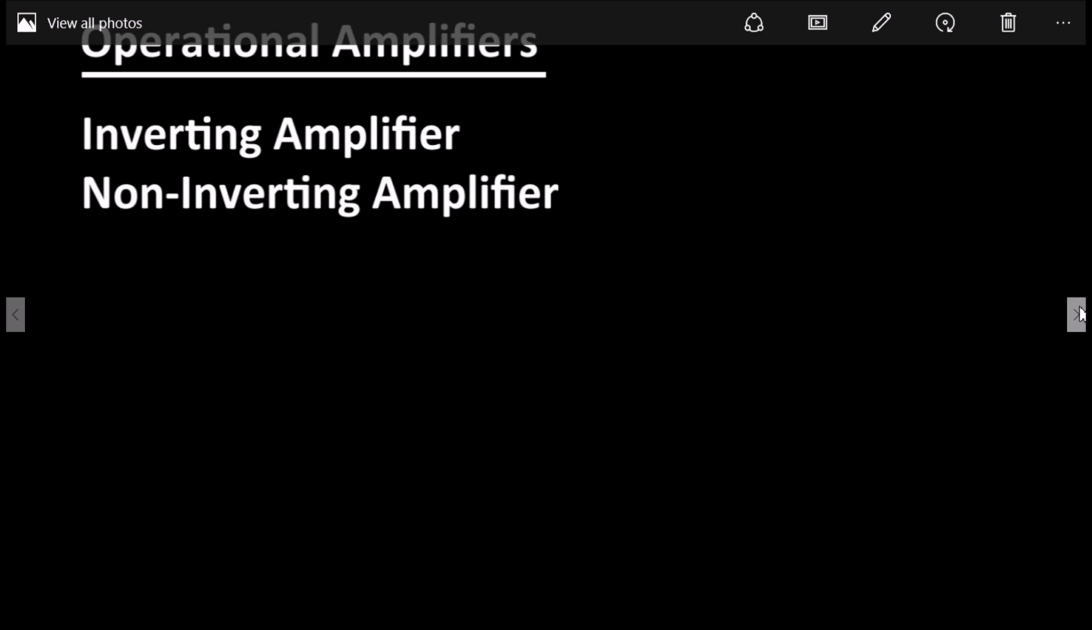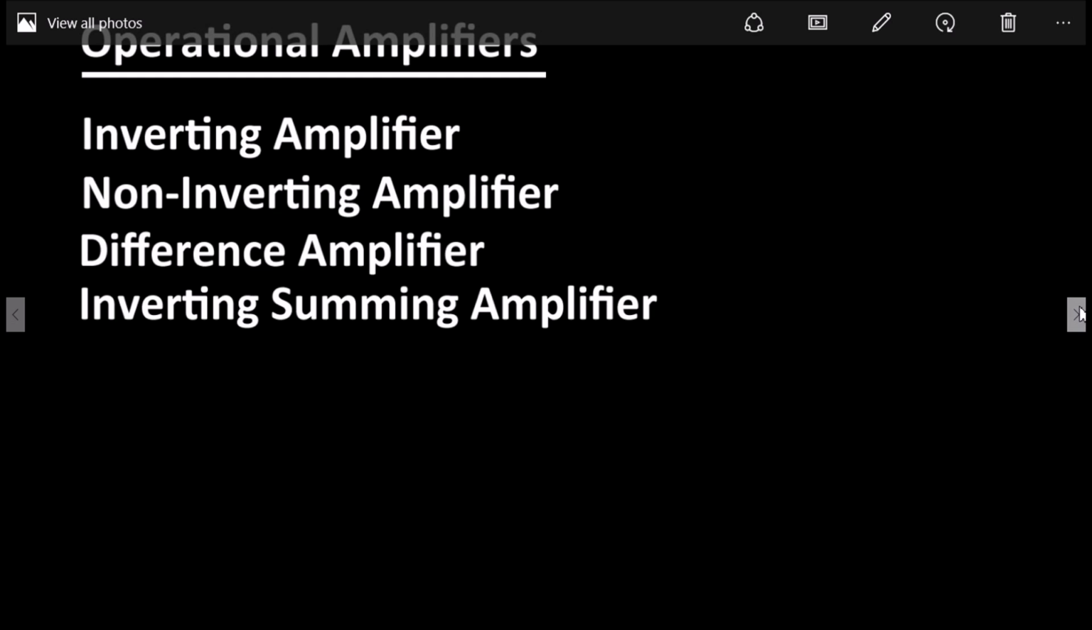We will demonstrate basic op-amp circuits in various configurations and look at the formula used to calculate the expected output. We will cover inverting amplifier, non-inverting amplifier, difference amplifier, inverting summing amplifier, and we will finish with a practical application.